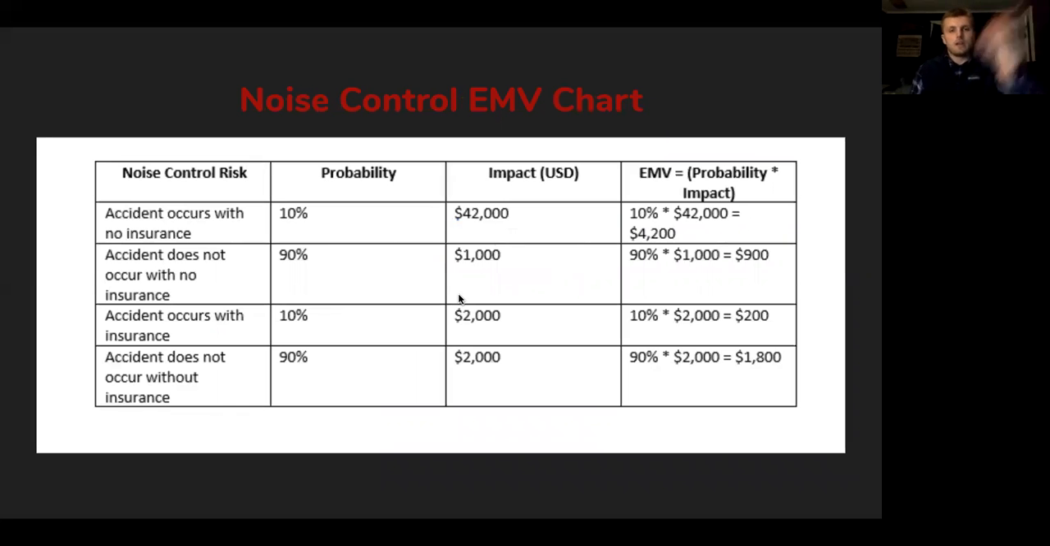And here we have a noise control EMV chart. As you can see from the numbers, the top 2 are without insurance, which equals up to $5,100. The bottom 2 are with insurance, which equals up to $2,000.